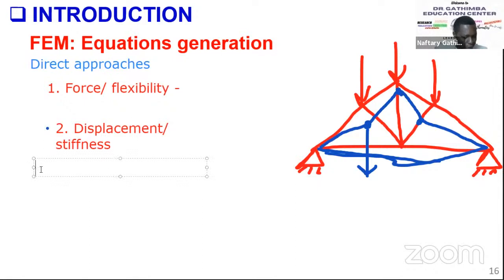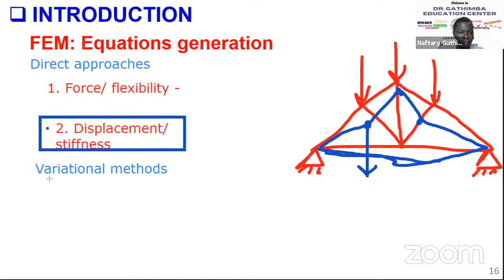Through variational methods, I don't want to go so much into details because we are going to employ this method. But variational method, you talked of the principle of potential energy. The advantage of variational methods is that they are applicable for both structural and non-structural problems. But direct approaches mostly are applicable in structural analysis or structural engineering cases.